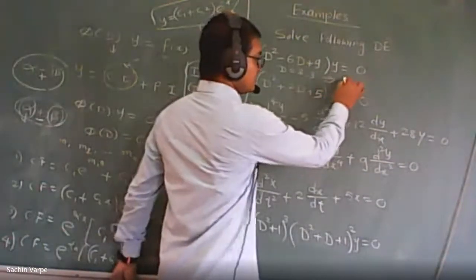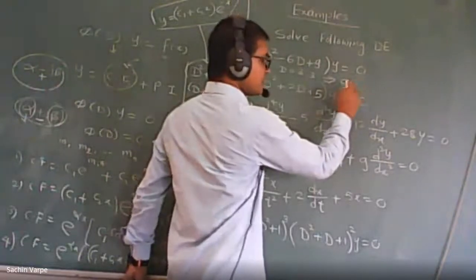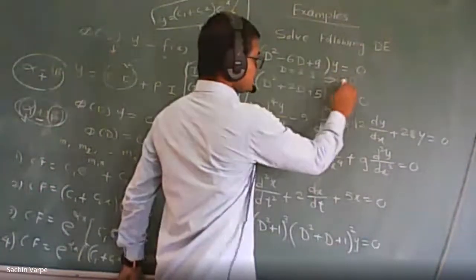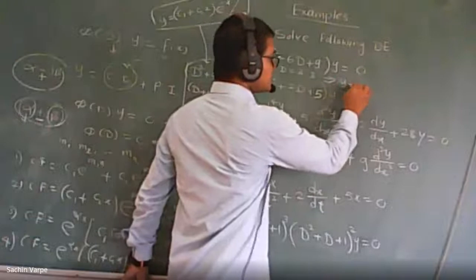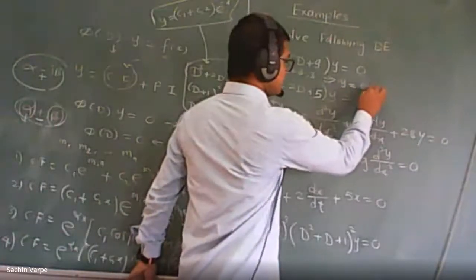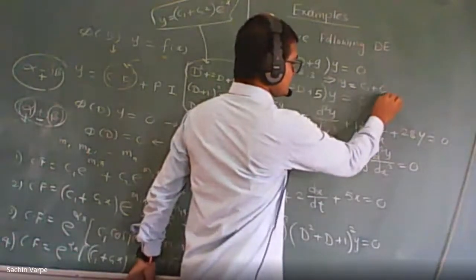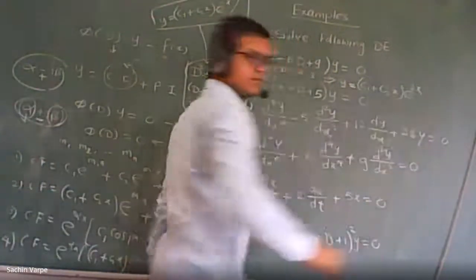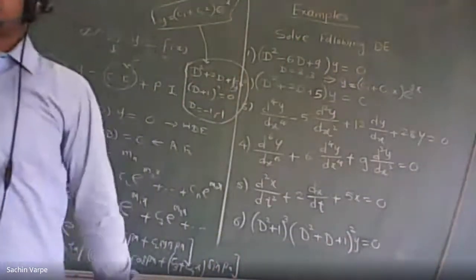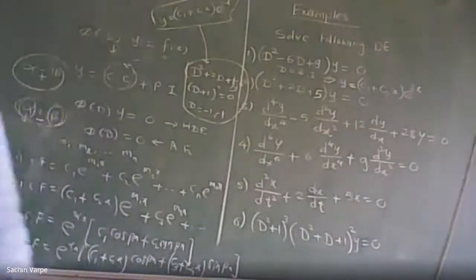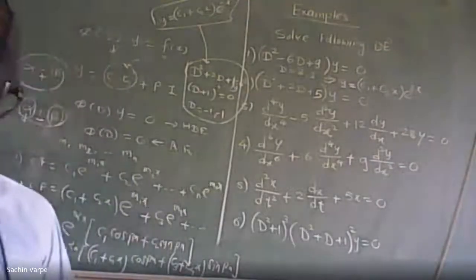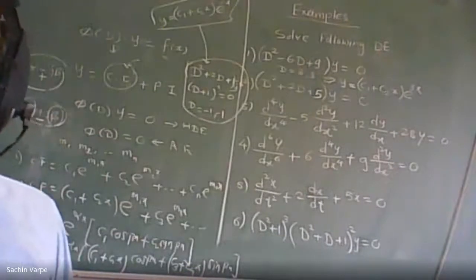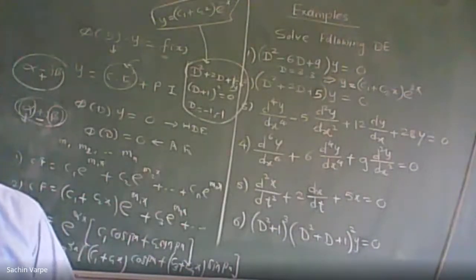So the complementary function is the general solution in this case. So the value of y is equal to c1 plus c2x, e to the power 3x. The first, yes, correct. Atharva, correct. e to the power 3x.